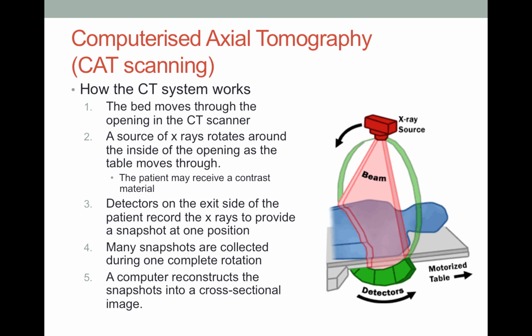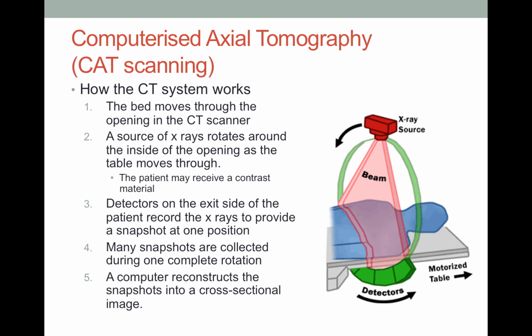So how does a CT scanner work? The patient is first placed on a motorised table, which moves through a circular opening in the CT imaging system. As the patient passes through the CT imaging system, a source of X-rays rotates around the inside of the circular opening. A single rotation takes about 1 second. The X-ray source produces a narrow fan-shaped beam of X-rays used to irradiate a section of the patient's body, which we can see in the figure here.